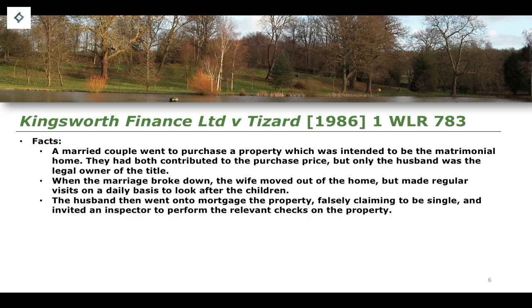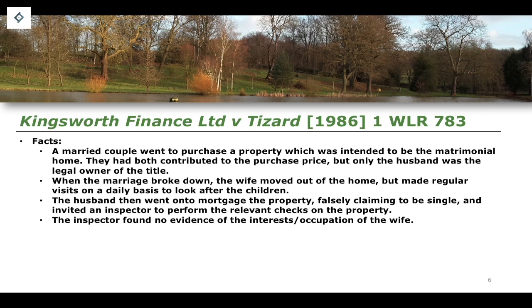Now, the husband then went on to mortgage the property. Now, what he had done was falsely claim that he had been single, and he invited an inspector to perform the relevant checks on the property. Now, the inspector found no evidence of the interests or the occupation of the wife, the fact that the wife was still around and regularly looking after the children. Don't forget, the wife has an equitable interest now because the wife contributed to the purchase price, and so under resulting trust has an interest in this property.